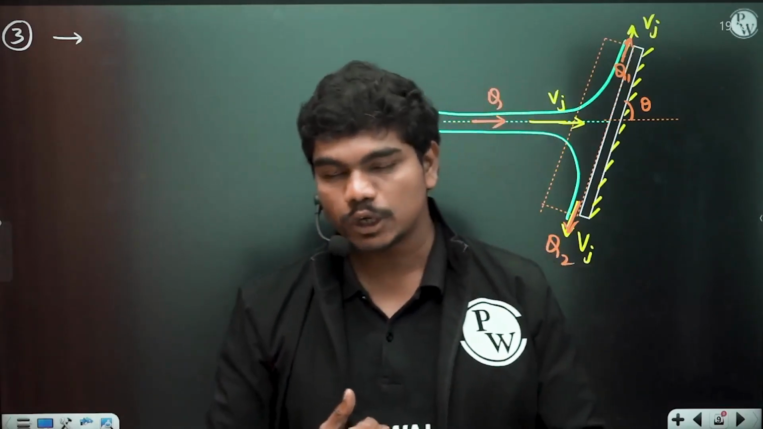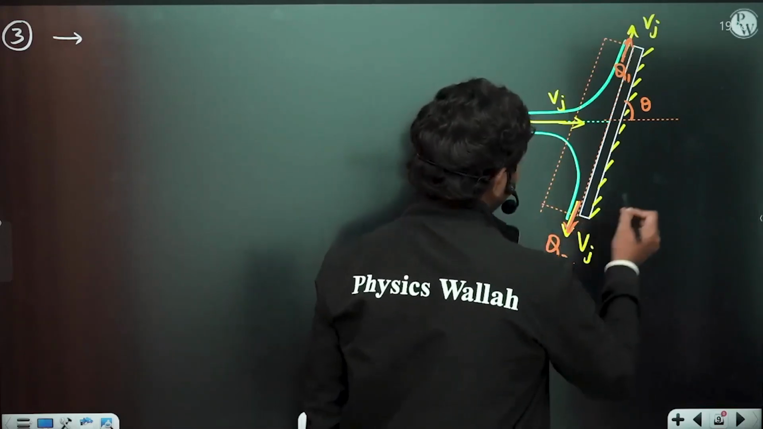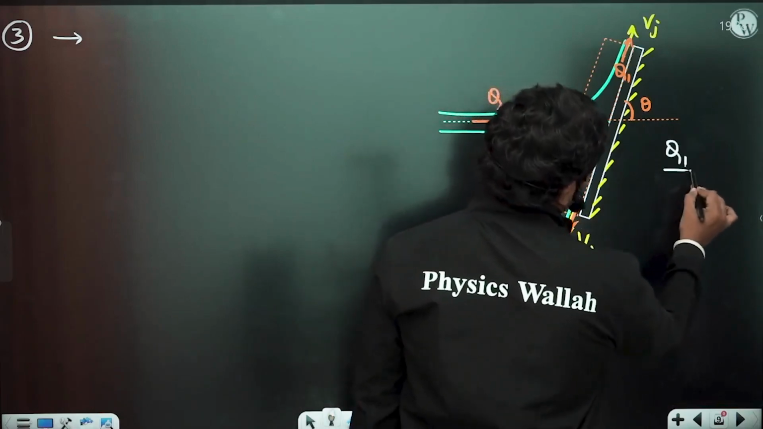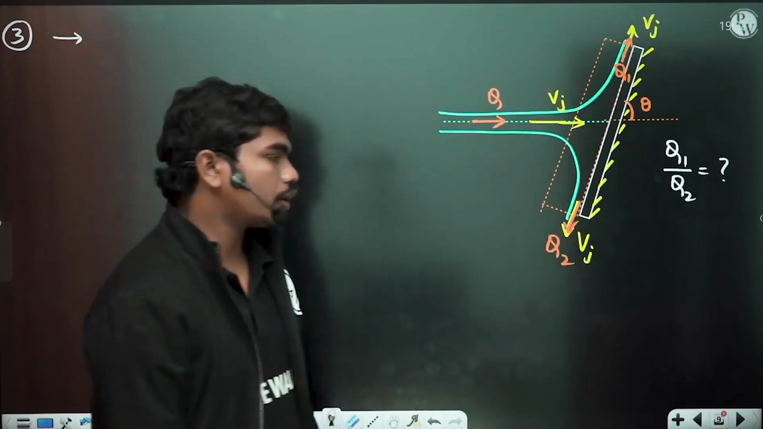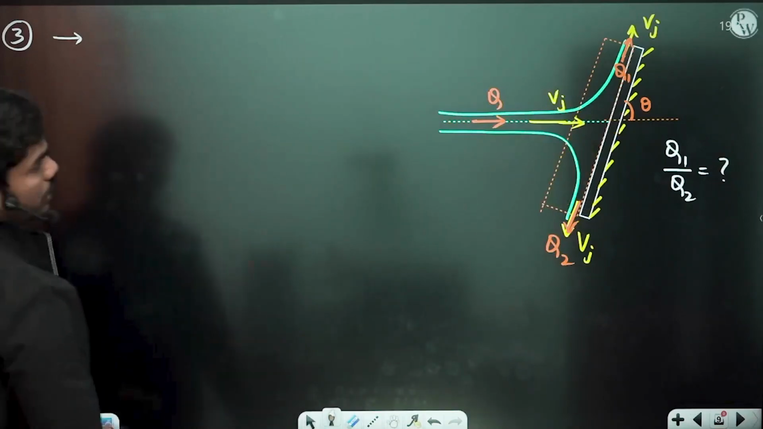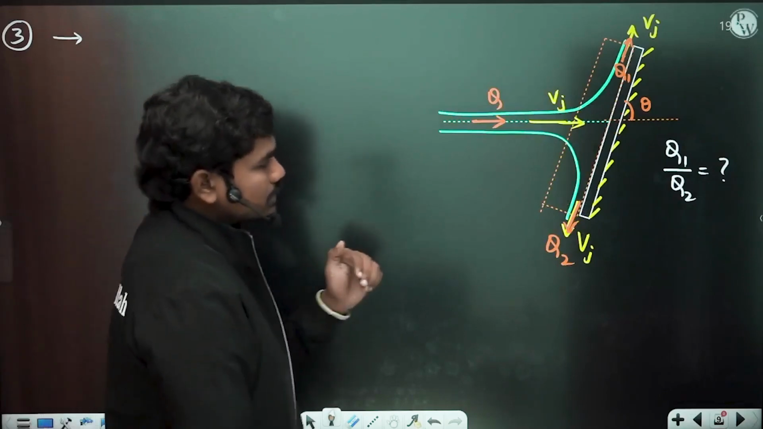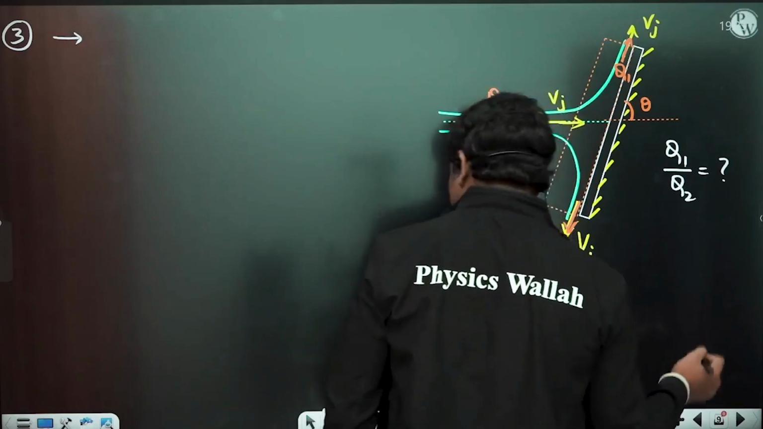So whenever jets are at certain variation, what is the ratio of discharges that this plate will be capable of splitting, okay? So let us see what is the case. So Q1 by Q2, what is the value of this? This is what we want, okay. Now if you want Q1 by Q2, let us see what happens. First of all, let us try to determine two directions, okay. So the first direction is perpendicular to the plate, okay.